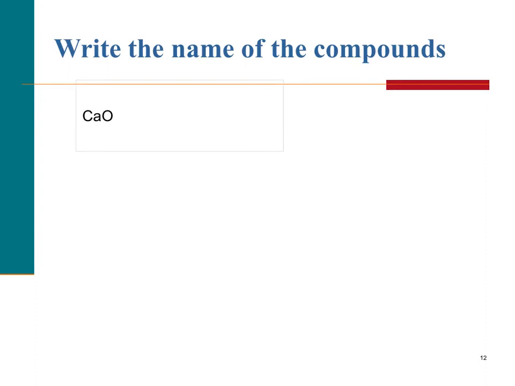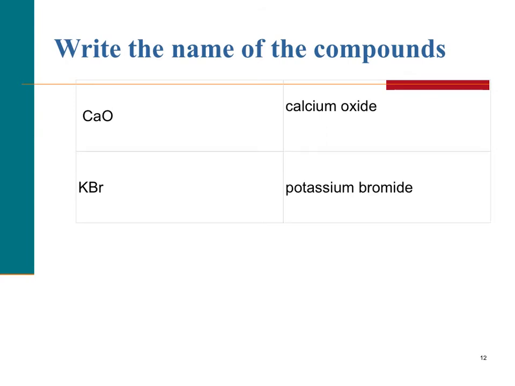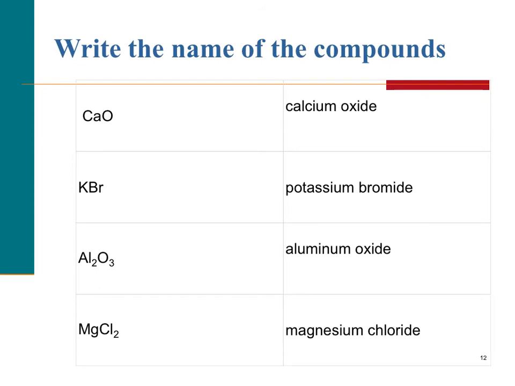All right, just a little more practice. Name the compounds. Calcium oxide. Potassium bromide. Aluminum oxide. Magnesium chloride.